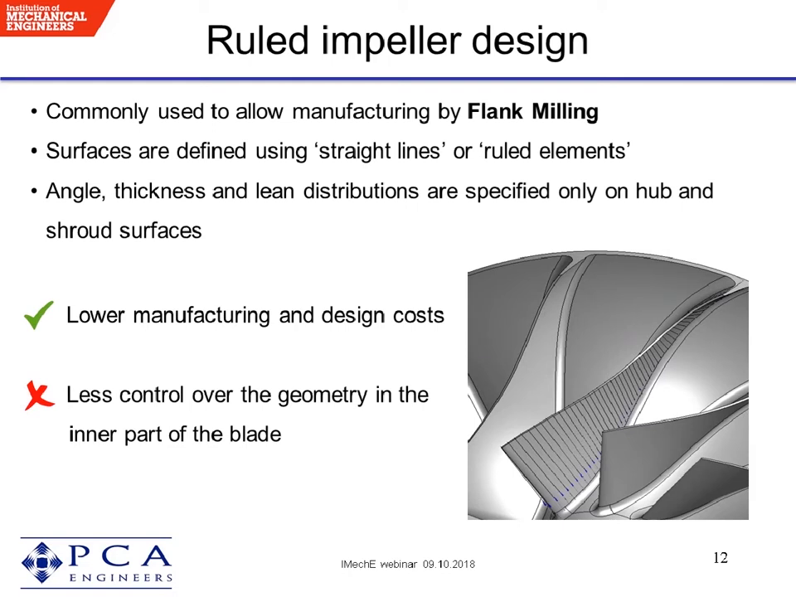Regarding the impeller design, there are two general choices available. The most common approach is a ruled impeller design to allow manufacturing by flank milling. In this case, the surfaces of the blade are defined using straight lines or ruled elements, connecting point pairs between hub and shroud sections. So the angle, thickness, and lean distributions are specified only on hub and shroud sections of the blade. This results in lower manufacturing costs and lower design costs, of course, but gives less control over the geometry in the inner part of the blade.